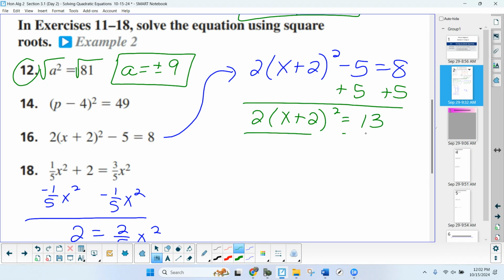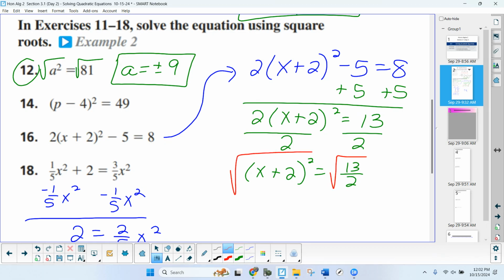Now what? Divide by 2. You get x plus 2 quantity squared equals, leave it as the fraction, 13 over 2. What would we do now to undo the quantity x plus 2 squared? Square root. Now, remember when I square root that whole side, I'm not going to forget to put a plus or minus out front.